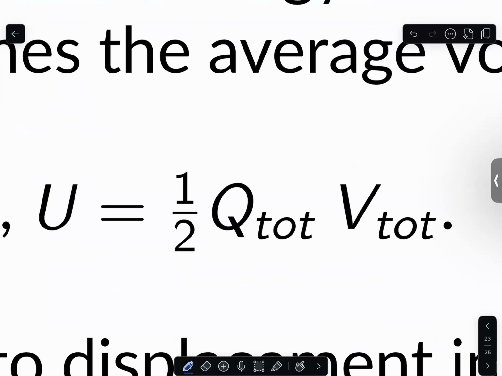When do I use 1/2 QV? I use 1/2 QV if and only if I'm talking about the energy stored in the capacitor. The total energy because of the total charge of the capacitor, 1/2 QV. In any other circumstance, if I'm talking about a charge in a voltage, QV. Capacitor, half QV. Individual charge in some voltage, QV. Is that good?